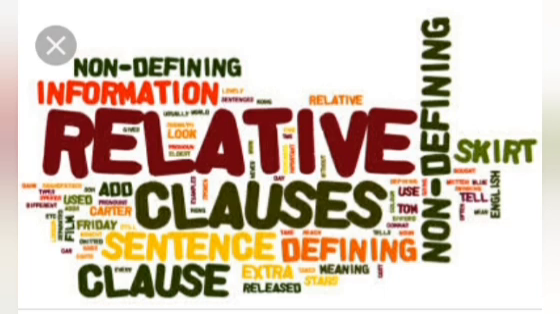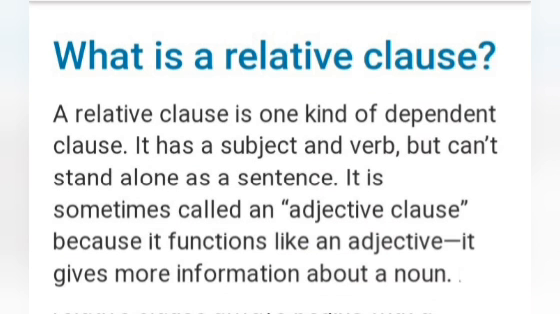Students, today we are going to study English grammar, a new topic, relative clause. So first of all, let us understand what is relative clause. A relative clause is one kind of dependent clause. It has a subject and a verb, but it can't stand alone as a sentence. It is sometimes called an adjective clause because it functions like an adjective. That is, it gives more information about a noun.